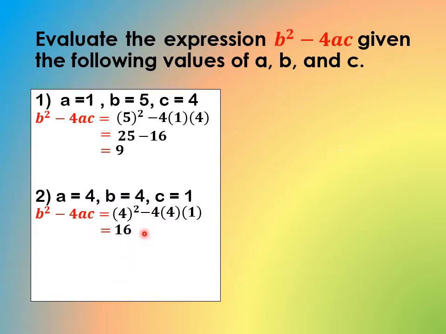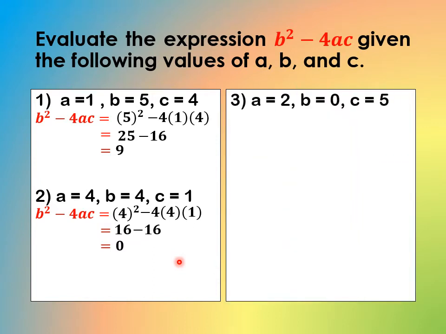Correct. Minus 4 times 4. Okay, that is 16 times 1. That is also equal to 16. So, we have 16 minus 16. So, 16 minus 16, that is equal to 0. Okay, next. Number 3. A is 2, B is 0, C is 5.